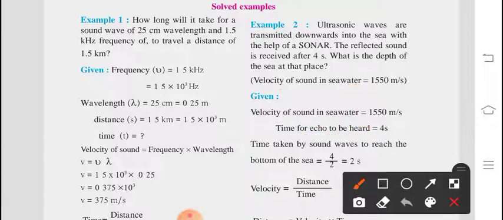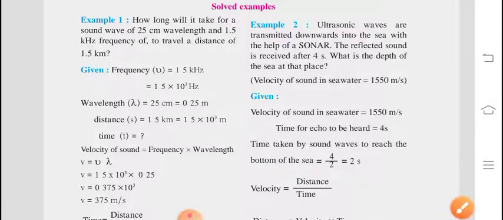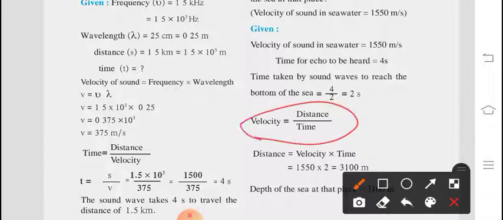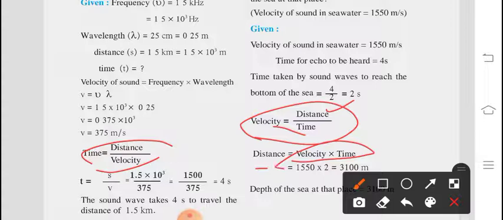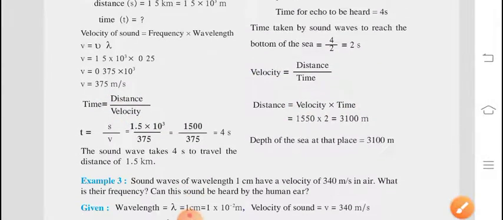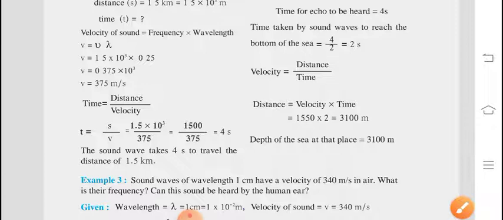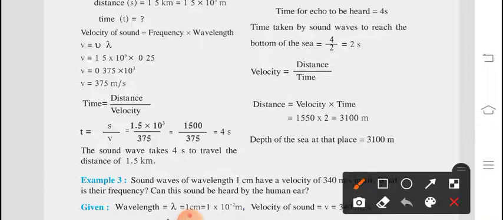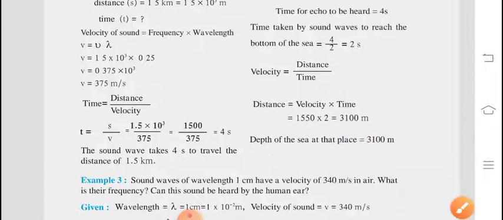So first we will find the time to reach the bottom of the sea, that is 4 divided by 2, which gives 2 seconds. Velocity is distance upon time, as we know the formula, right? So again we apply the velocity formula, which is distance upon time. Now what we have to find? We have to find distance. So distance is velocity and time multiplied with each other. Now we can substitute the values. Velocity is 1550 multiplied by time 2. So your answer is 3100 meter. So the depth of the sea at that place is 3100 meter.